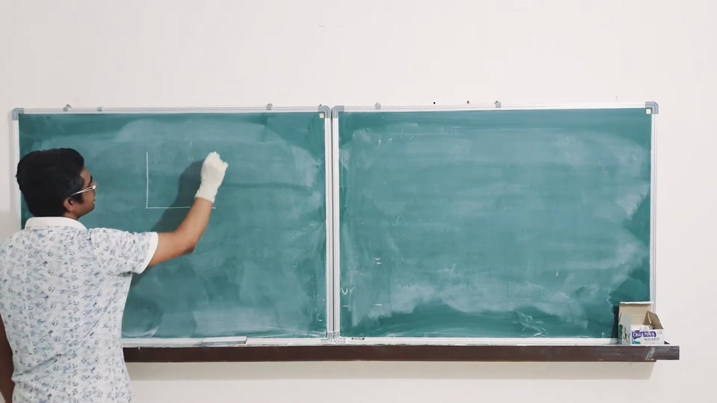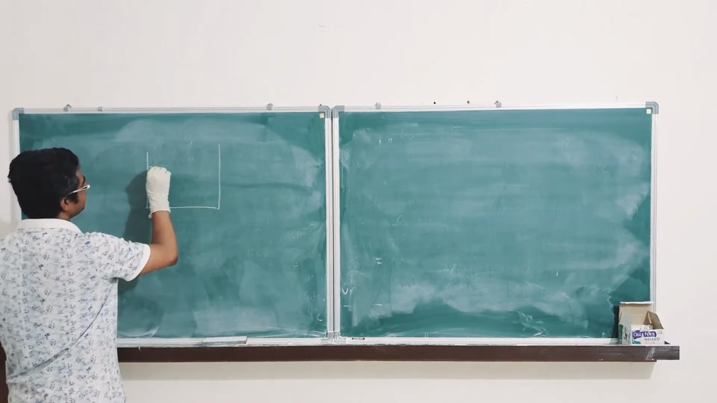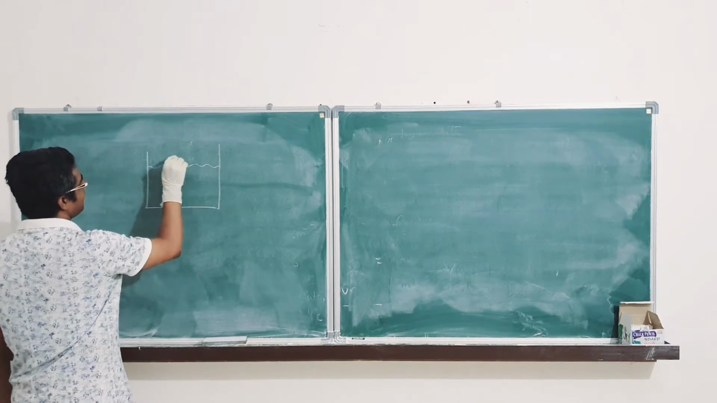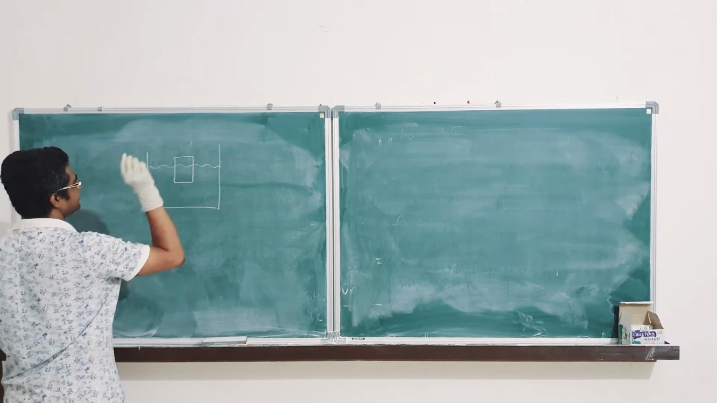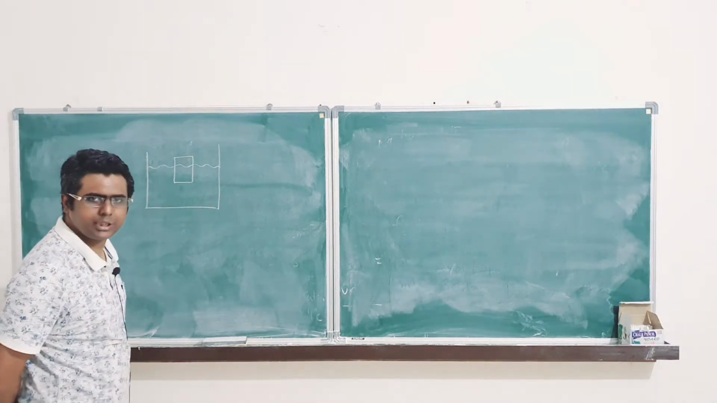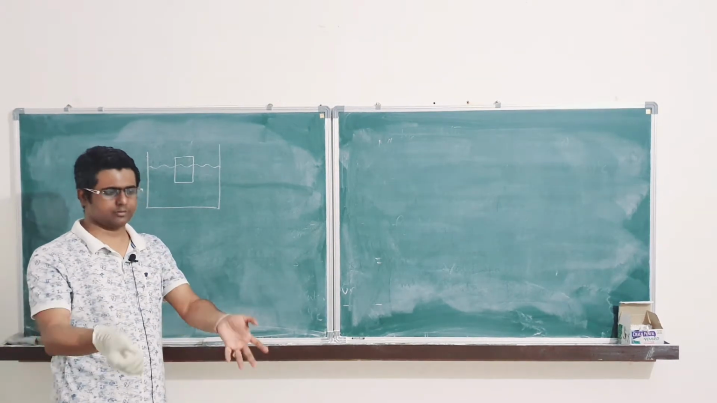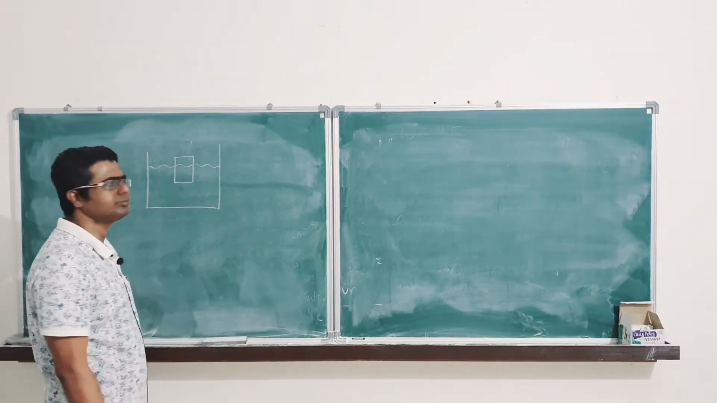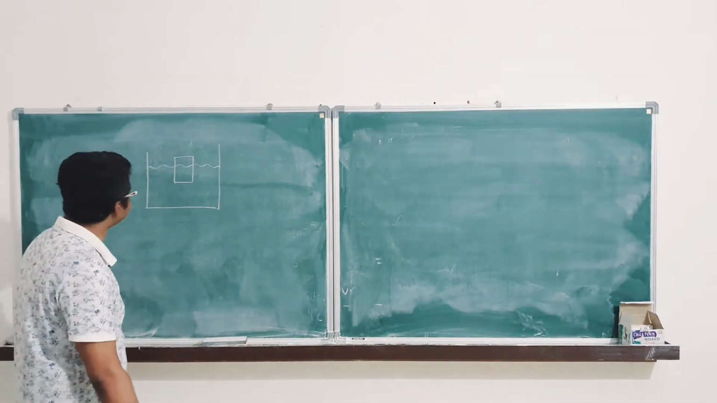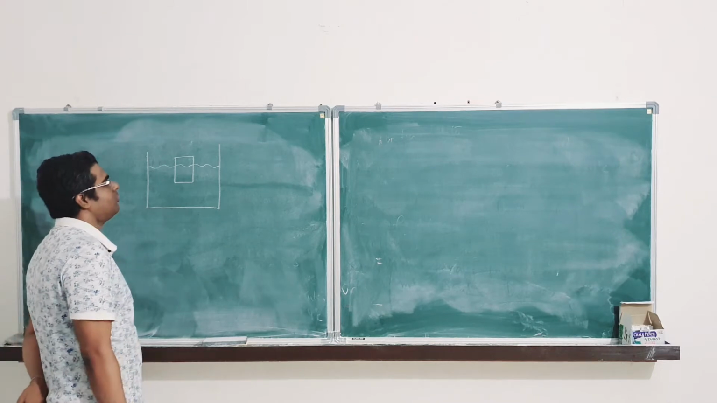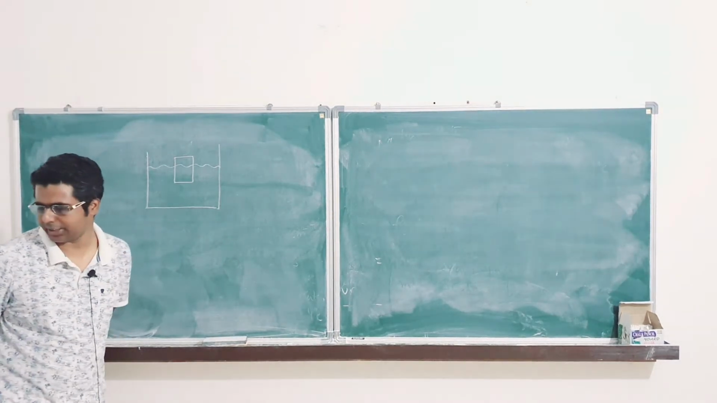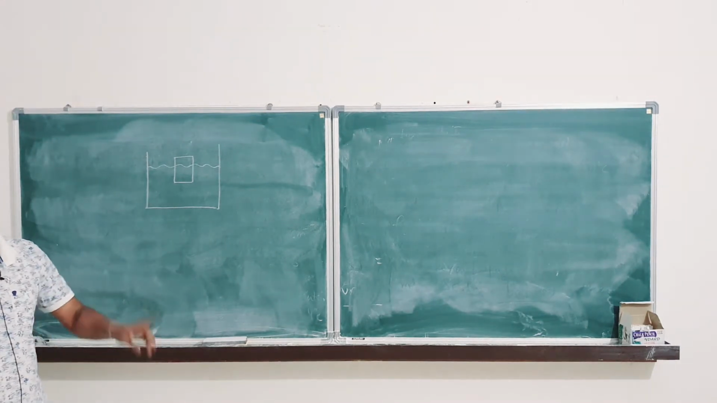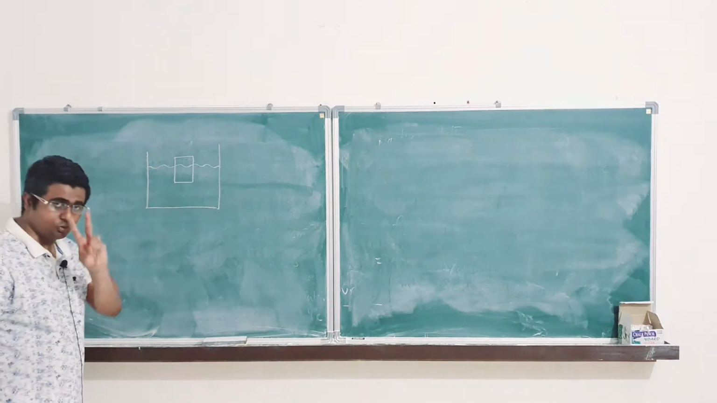If this is a liquid and a body is getting submerged over here like this, so you must have seen a piece of log of wood floating in water like this, right? So in this case, see what are the forces acting on the body that you need to know. There are two forces acting on the body, two forces.